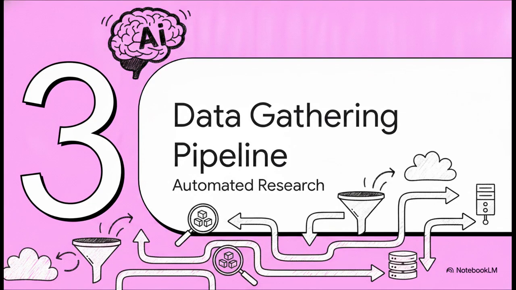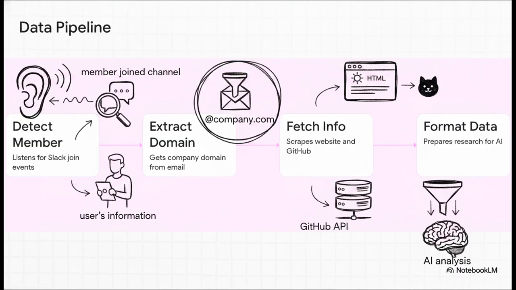Now for Section 3, the data gathering pipeline. Let's look at the sequential logic here and see the agent in action. Step 1, it detects a new member joining Slack via socket events. Step 2, it extracts the domain from their email, purposefully ignoring personal ones. Step 3, it fetches the company website title and searches the GitHub API. And Step 4, it formats all that research data and sends it over to GPT-4. It's a perfectly primed pipeline.